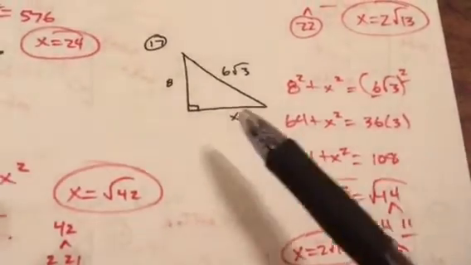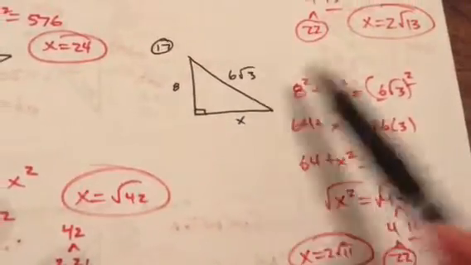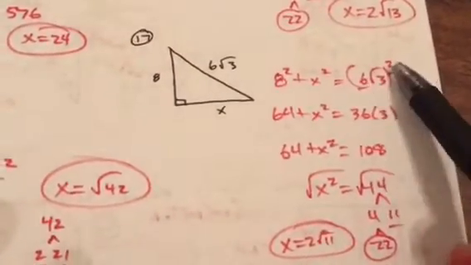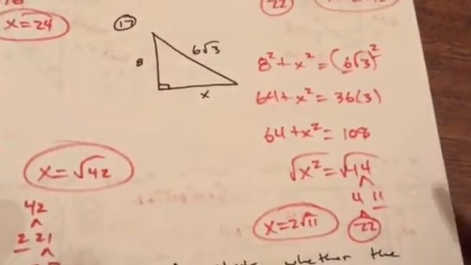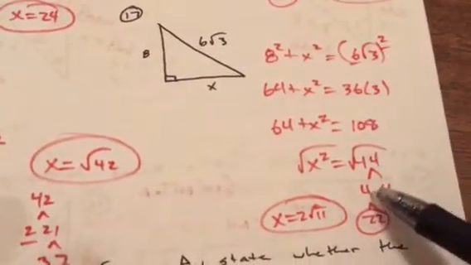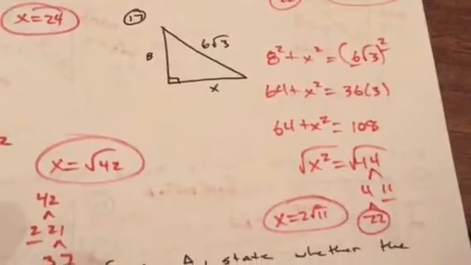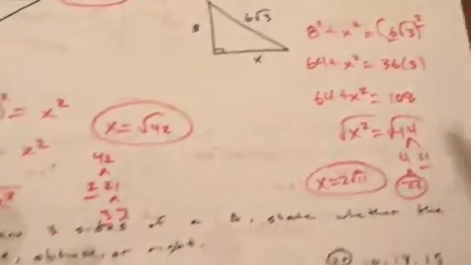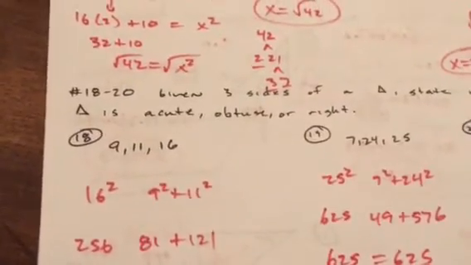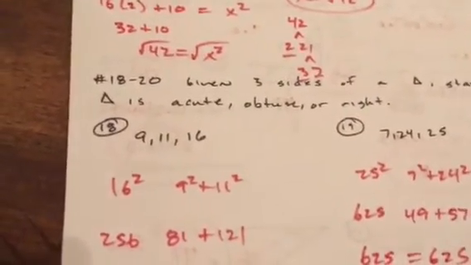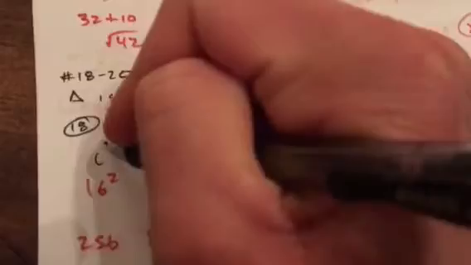On 17, 8 squared plus x squared is 6 root 3 squared. Take 6 and square it, 36. When you square a square root, the number just drops down. 36 times 3 is 108. Root 44, when you subtract 64 from 108 is 2 root 11. It's all about c squared in comparison with a squared and b squared, folks. That is c squared.